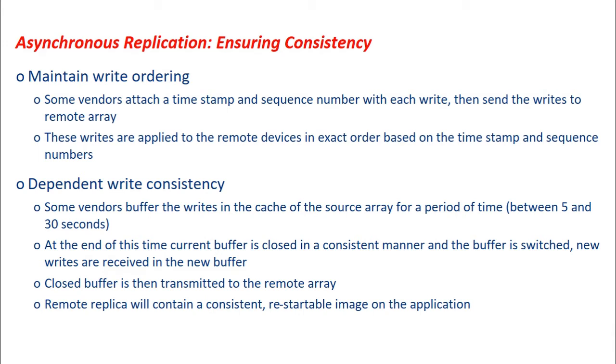So all writes in the closed buffer are then transmitted together and committed to the source replica. Asynchronous remote replication provides network bandwidth cost savings because the required bandwidth is lower than the peak write workload. During times when the write workload exceeds the average bandwidth, sufficient buffer space must be configured on the source storage array to hold these writes.